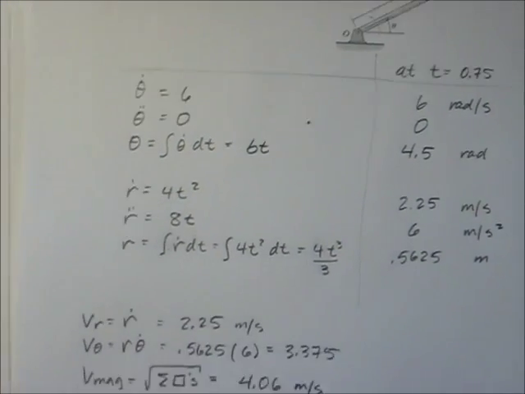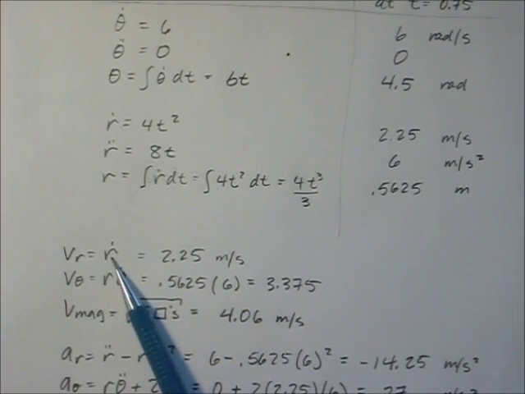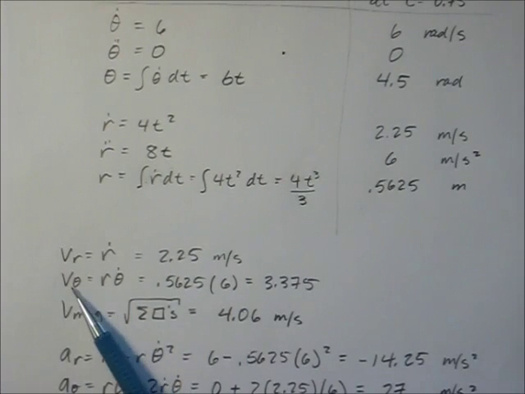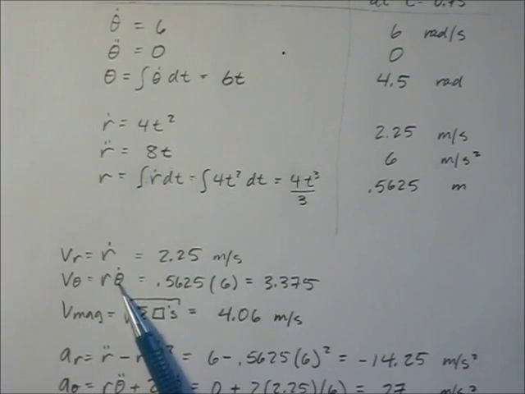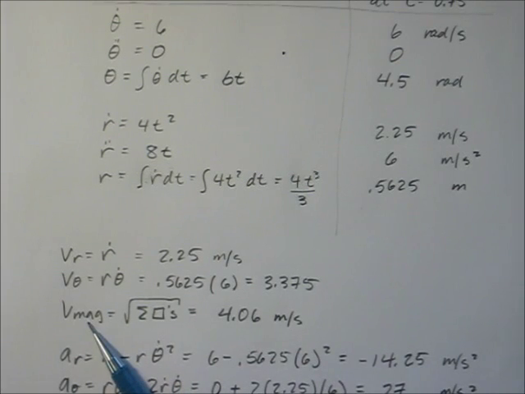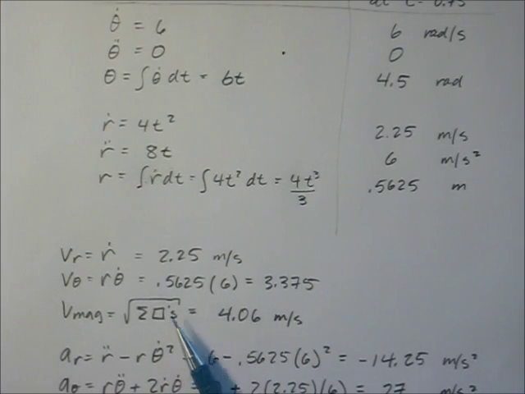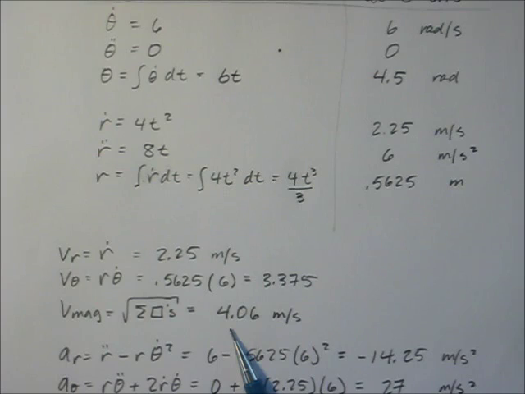Then to find the velocities, again, very simple. Just take v_r equal to r dot, get that from the table above. Velocity in the theta direction, r theta dot, get those two components from the table above. The magnitude of the velocity is the square root of the sum of those two pieces squared, which is equal to 4.06. So that's the vector addition of those.